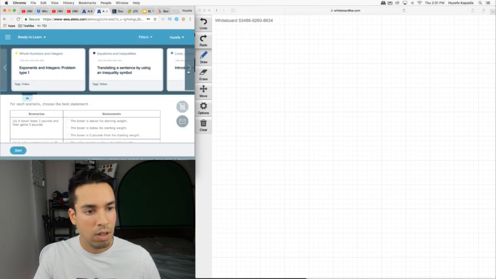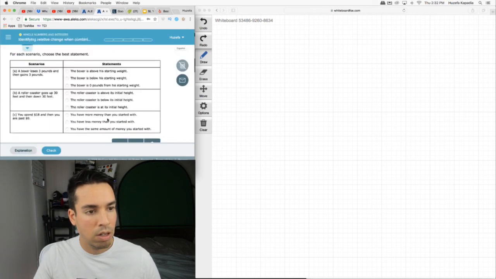Identifying, what is this? Identifying relative change when combined with something. Okay, well, let's just check this topic out. For each scenario, choose the best statement.